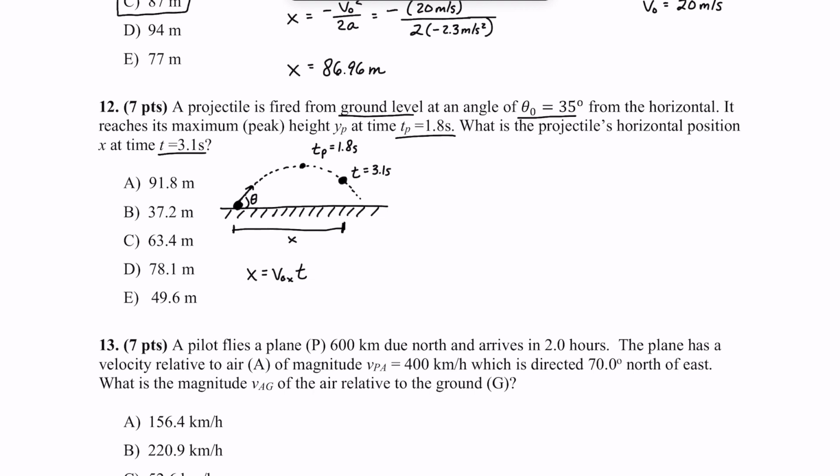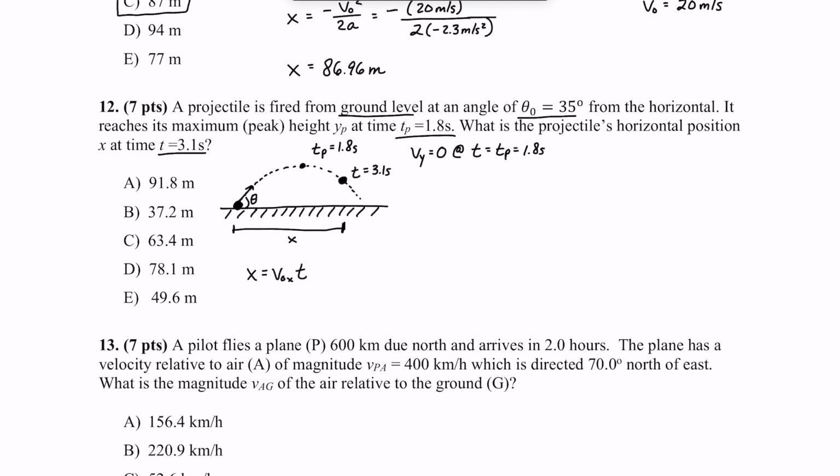The fact that the object is at its highest point gives us some clues about its y motion, namely that its y velocity is going to be equal to 0 at time t equals Tp, and from that we should be able to figure out our initial y velocity, and from that get our total initial velocity, and from that find our initial x velocity. So a couple of steps to go. First one though is to figure out our initial y velocity.